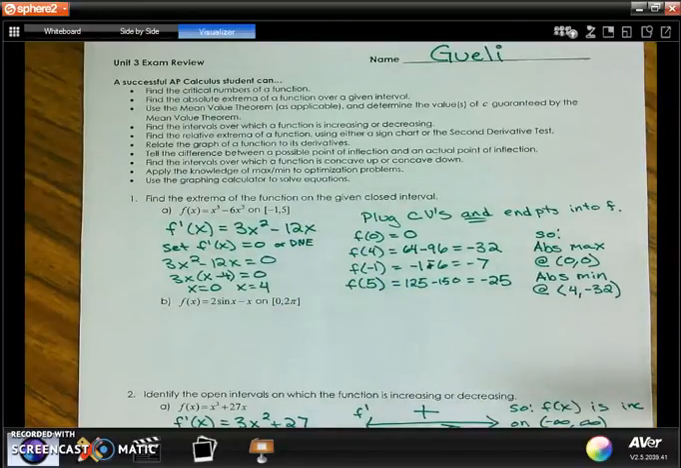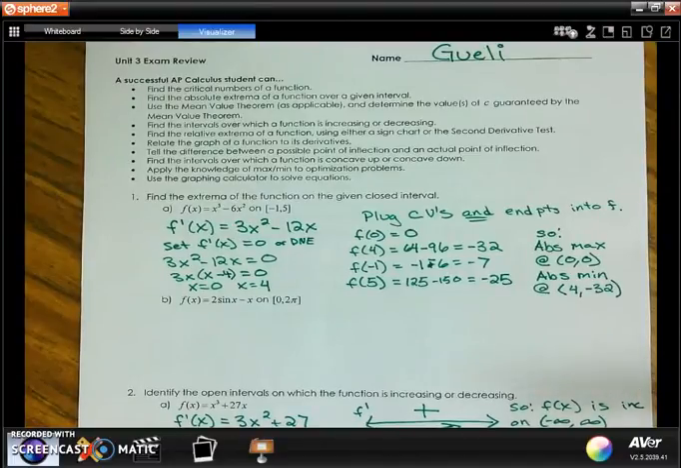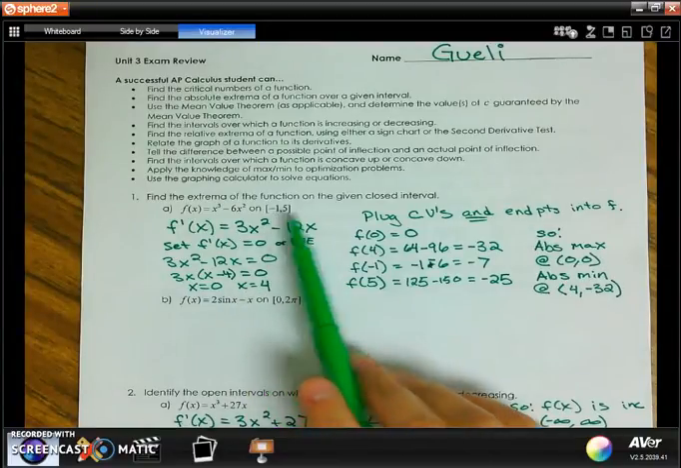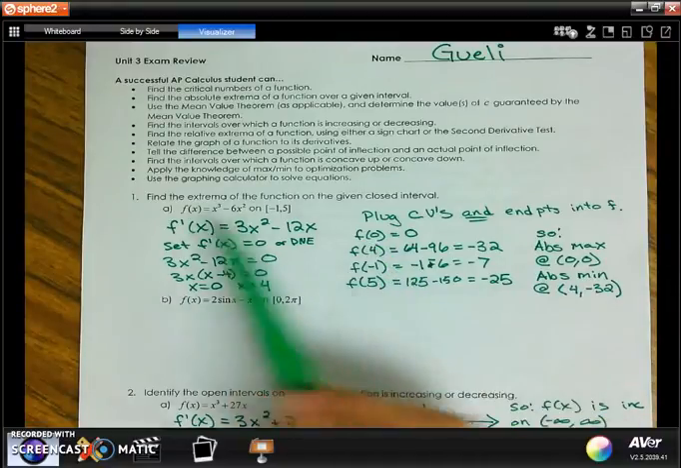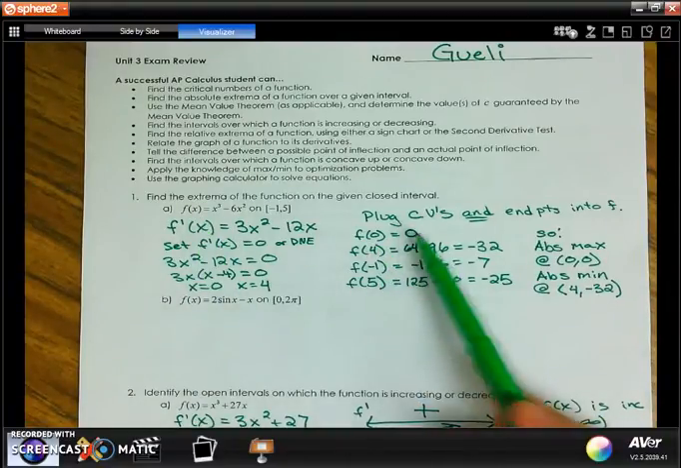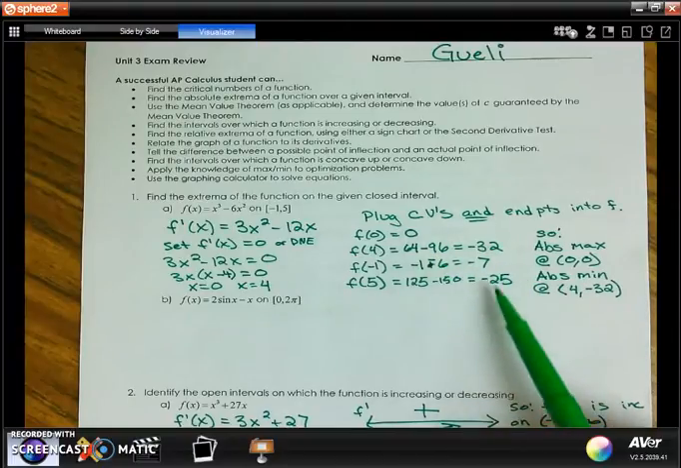So, our goal here is to take the derivative. Then we need to set the derivative equal to 0 or find where the derivative does not exist. That results in what we call our critical values. Then you take those critical values and the endpoints of the interval, and you plug those into the original equation to yield some outputs. These outputs are y values.